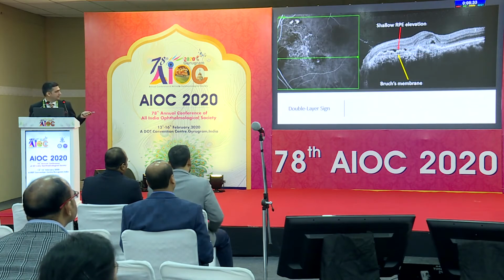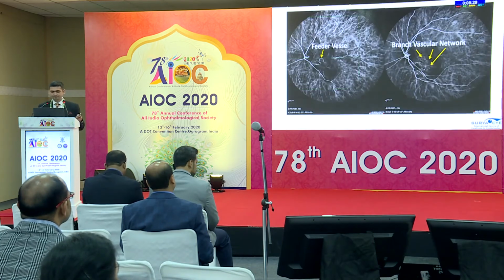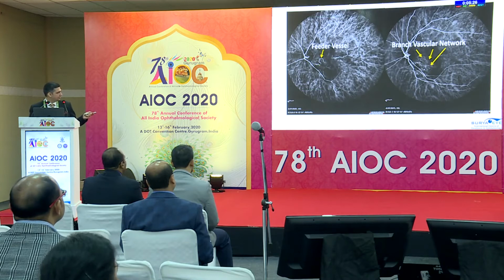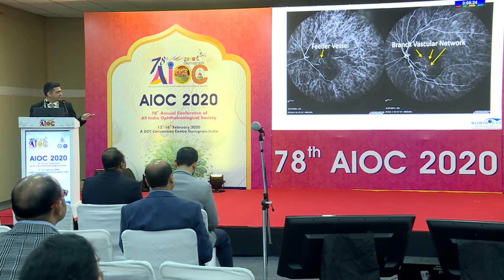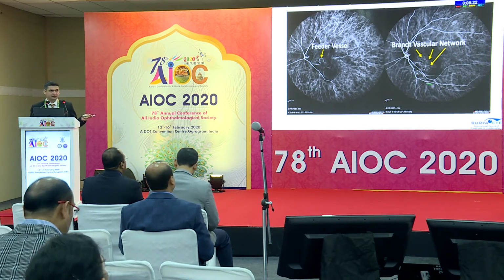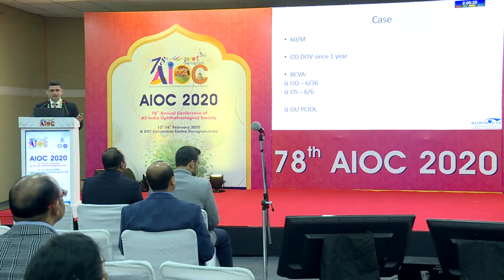The network can be seen as this shallow irregular PED. And this is just showing the feeder vessel in a very early ICG, which fills the entire network of vessels in this area.